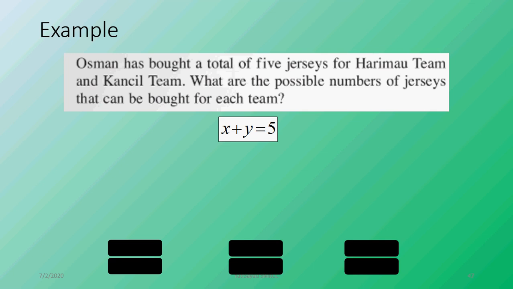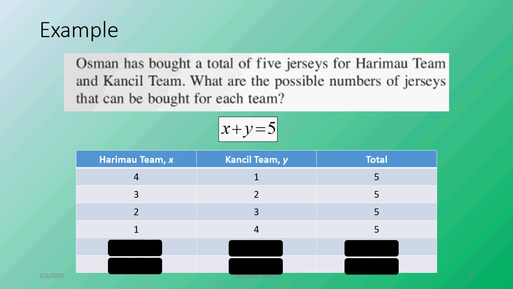In this case, Osman has bought a total of 5 jerseys for the Harimau team and the Kancil team. What are the possible numbers of jerseys that can be bought for each team? So the equation here is x plus y equals 5, because we are taking x as the number of jerseys for the Harimau team and y as the number of jerseys for the Kancil team. So it can be 4 plus 1, 3 plus 2, 2 plus 3, or 1 plus 4.